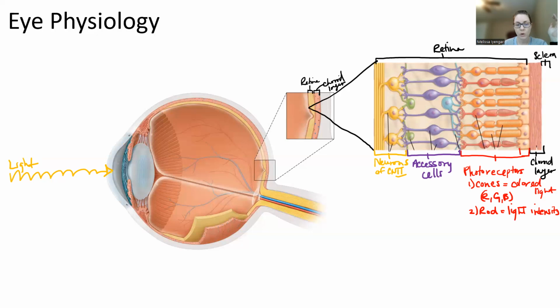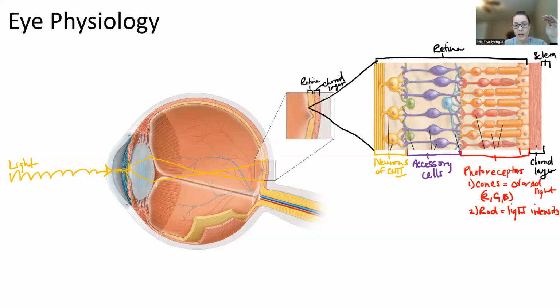So light's going to hit the cornea, and then it goes through the anterior chamber that is going to have aqueous humor. It's going to hit the pupil, which is the opening in the iris, in order to hit the lens, okay? And then essentially that light is going to go through the lens, and when it does, light bends.